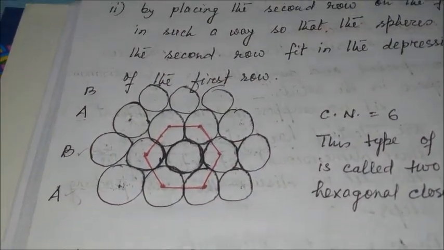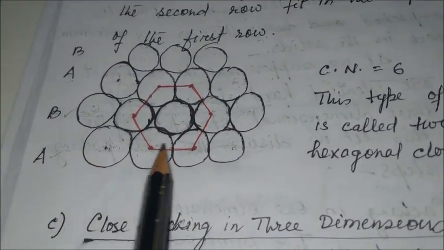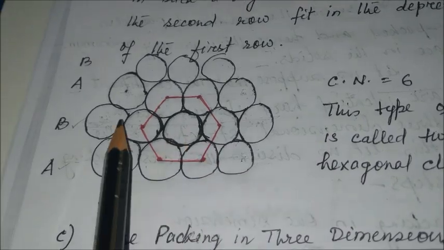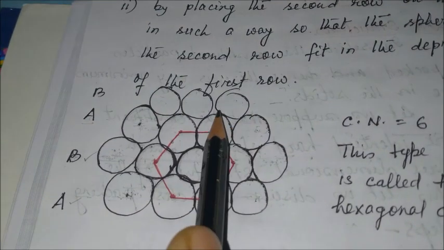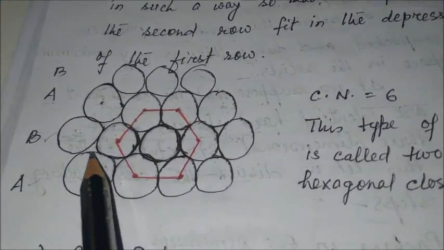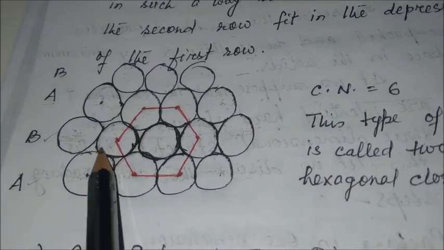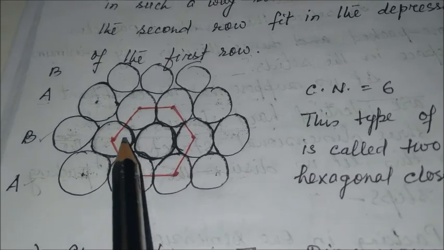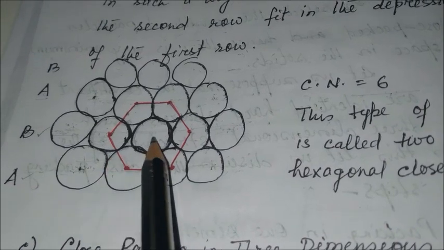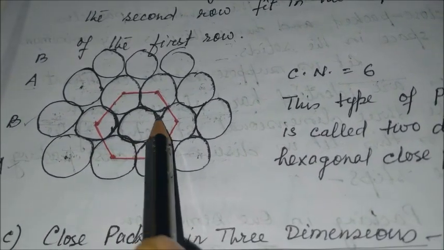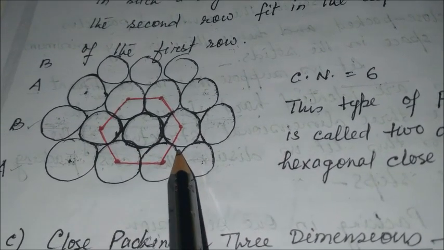Now consider this figure. Suppose this is the first row, these are the spheres. This is the second row, these are the spheres. Third row, fourth row, other rows may be there. Now you see here, suppose this is a sphere of the second row. It fits in the depression of the first row. Similarly, this sphere of the second row also fits in the depression of the first row.